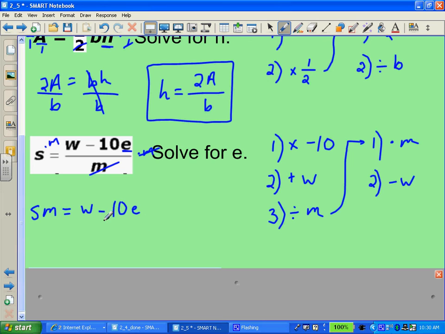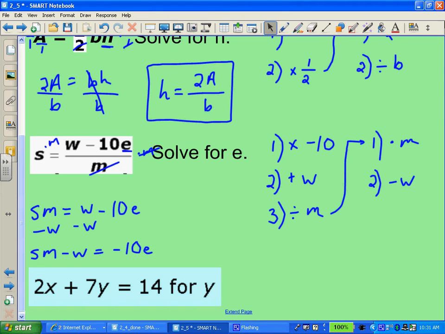Okay, opposite of plus W, minus W. So let's do that. So those aren't like terms, so that's just SM minus W equals negative 10E.